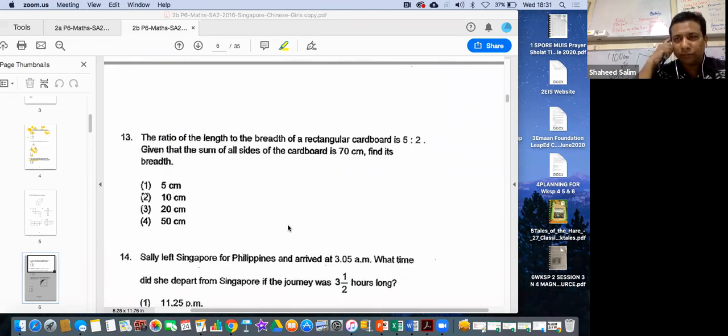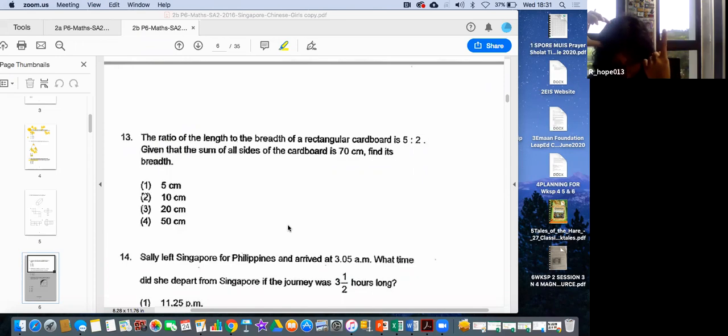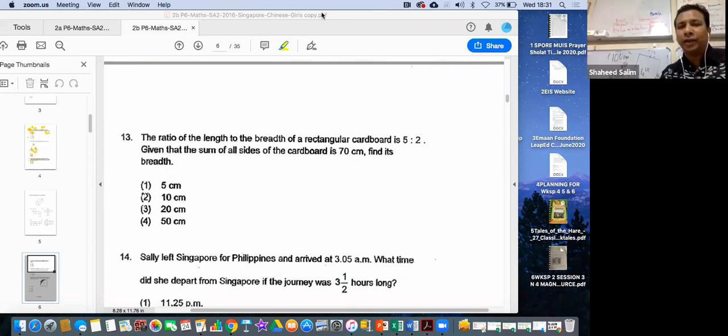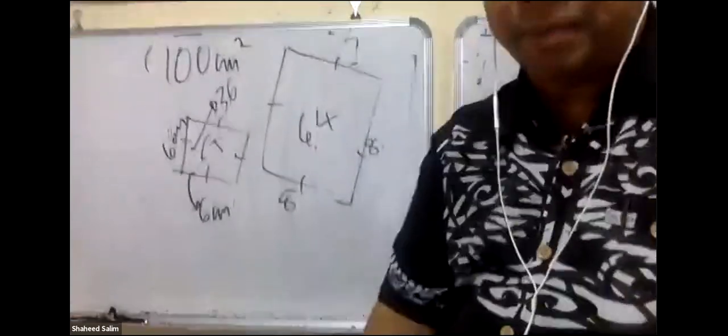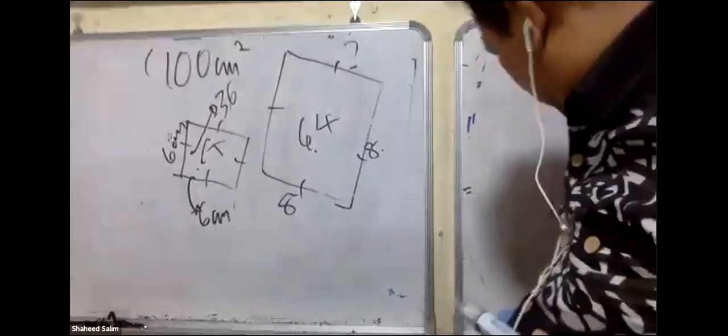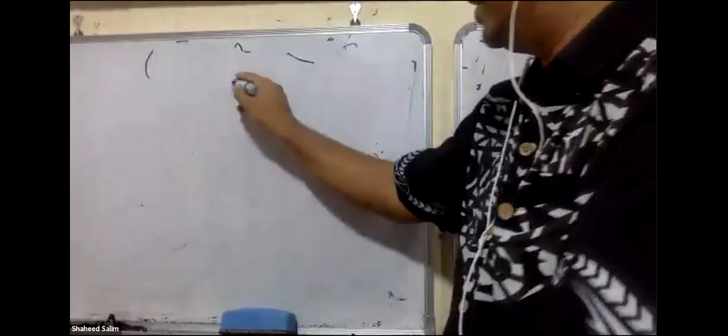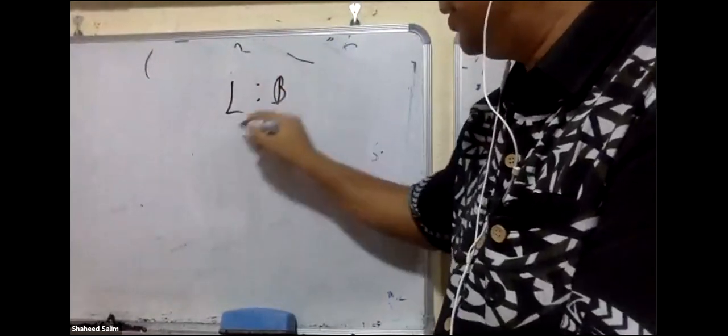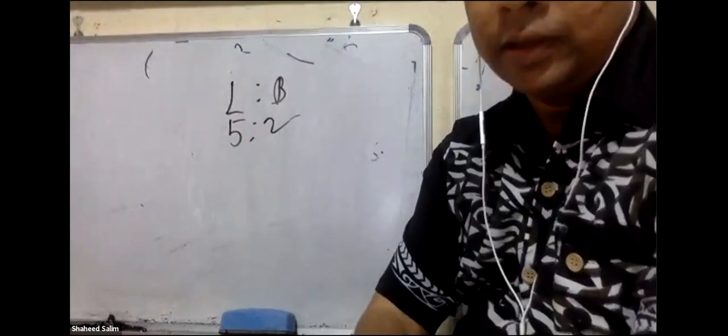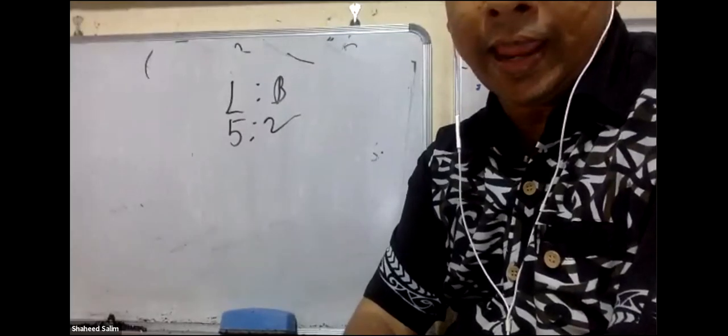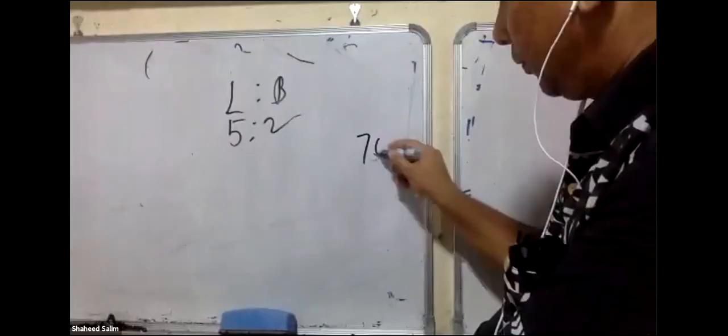Sophia, is your answer right? You're confident? Answer 1. Okay, come, let us do together. Now, you must remember, they said that length is to breadth is 5 is to 2. Am I correct? Yes, sir. Answer is 2. Okay, 5 is to 2 for the length and breadth. And the perimeter is 70.